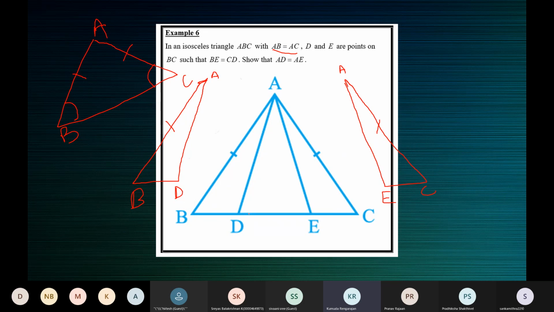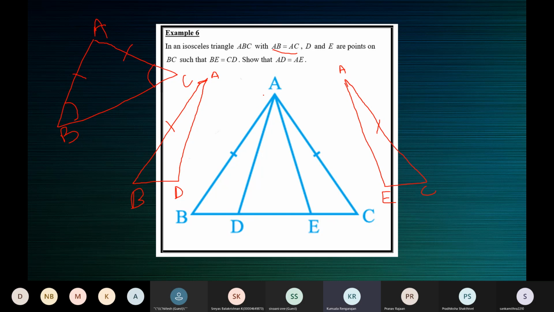You should not use this property like this, saying opposite to this side is this angle maybe, and opposite to this side this angle. You shouldn't see these line segments AD and AE in the middle. It doesn't work like that. You must take up only one triangle. That one triangle has three angles, and of those three angles, two angles will be equal. So when you're using this property, draw the triangle separately and understand.